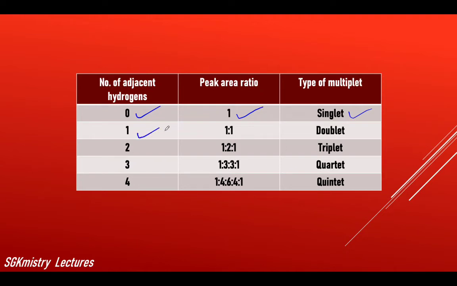Now, suppose if there is one neighboring hydrogen, then according to the n plus 1 rule, it will split into 2 signals, that is 1 plus 1. So we call such a signal a doublet. That is, a single signal will split into 2. And the ratio of these 2 signals is 1:1. That is, the splitting will be like this. One single peak will split into 2 peaks.